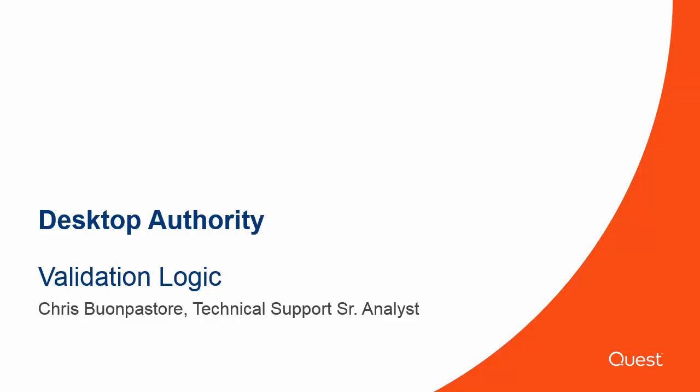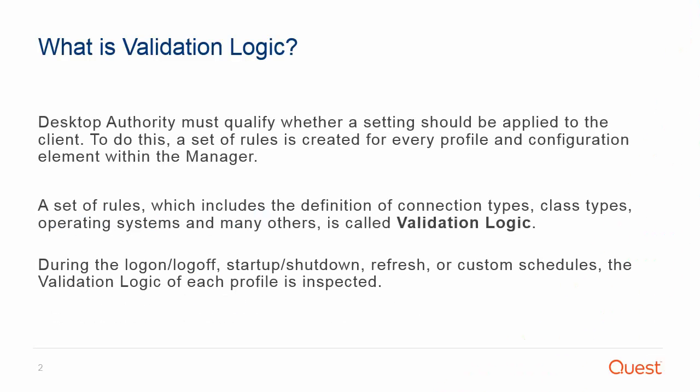In this video, we will cover Desktop Authority's validation logic. In order for the profiles and configuration elements to be processed for users or computers, Desktop Authority must qualify whether a setting should be applied to the client. To do this, a set of rules is created for every profile and configuration element within the manager.